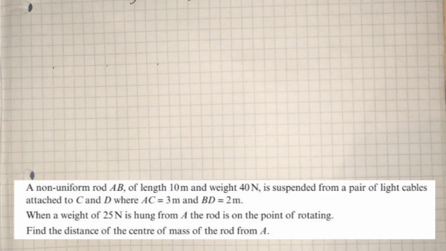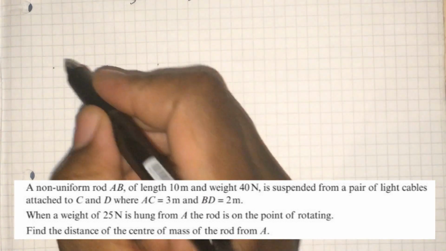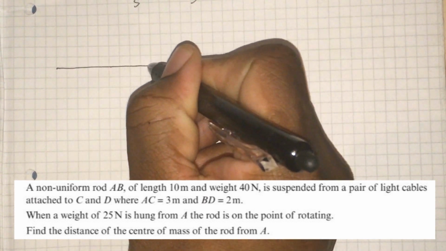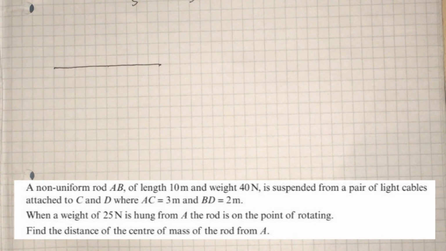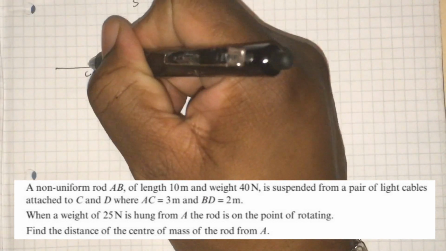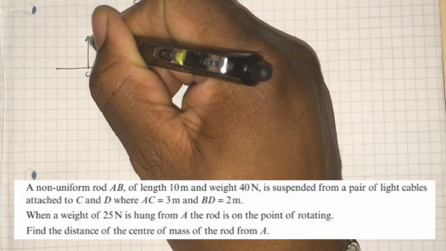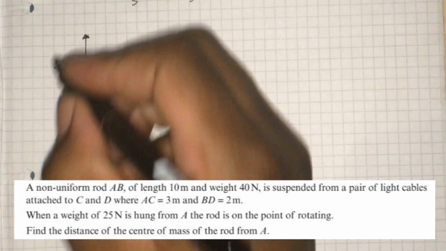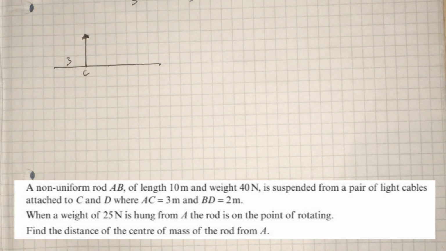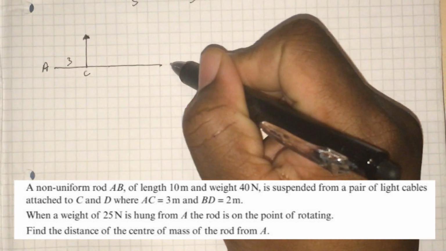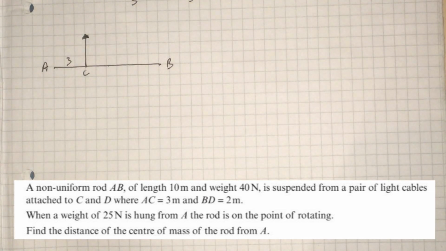Okay, so let's have a look at another one. This time it's been suspended from a pair of light cables, and we want to make sure we demonstrate this in the diagram. So a non-uniform rod, AB, of length 10 meters and weight 40 newtons, is suspended by two cables C and D. AC is 3 meters, so I'm going to add that to the diagram straight away, and BD is going to be 2 meters, so that's at the other end. Add that to the diagram.